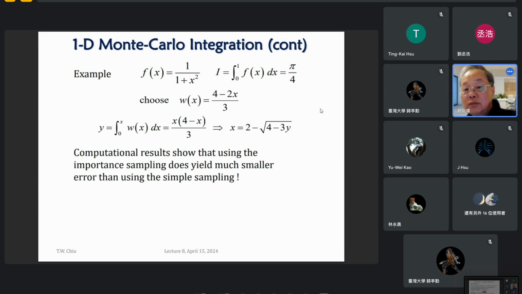So if you implement this importance sampling, you will see that importance sampling gives you much smaller error than the simple sampling.